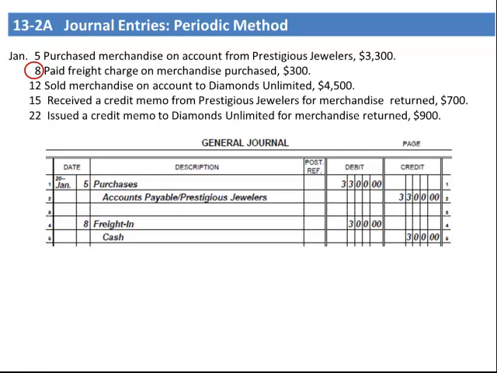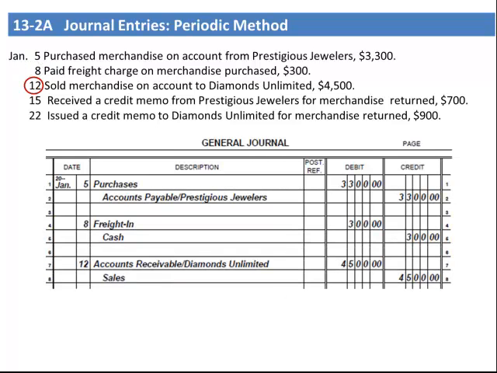Then we also had to pay for our shipping charges worth $300. So that's kept in a separate account, freight in. It's still a cost of doing business, so it is also going to be on the income statement and is going to be used in calculating our cost of goods sold. And then we're going to credit cash for the $300 because that's what we paid out of pocket.